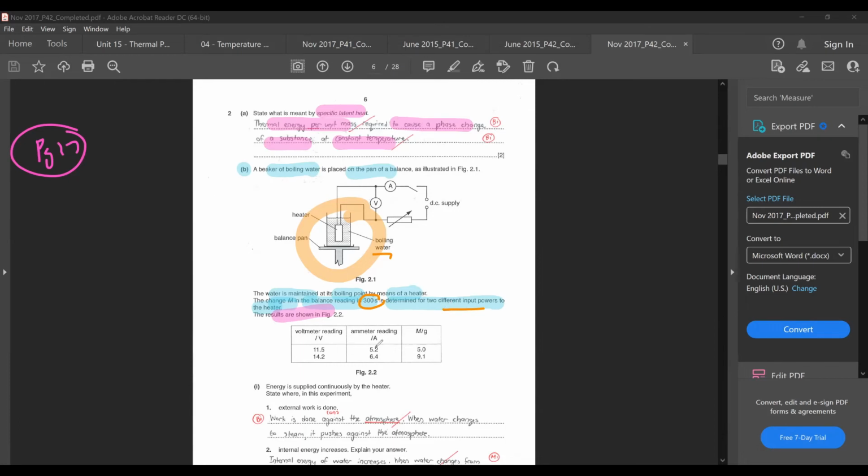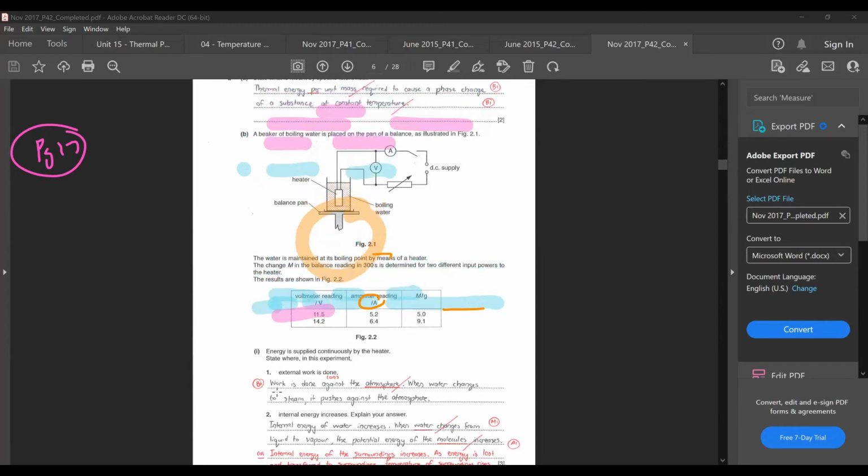So here, when you read this, you see there are two different power settings, and then they collect the mass over some given time. You know you're going to have to use the two different equations method to find out the value of L eventually. All right, but that one is for the next page now. We haven't gone through that.